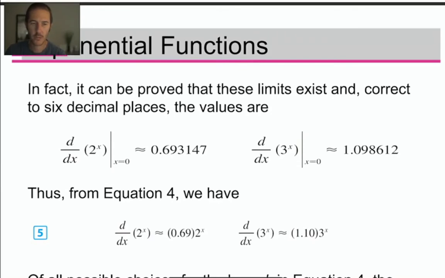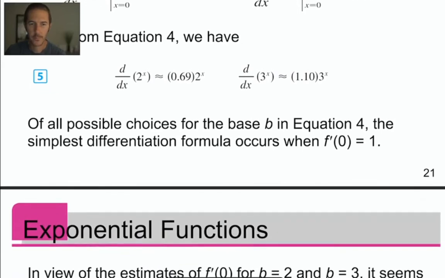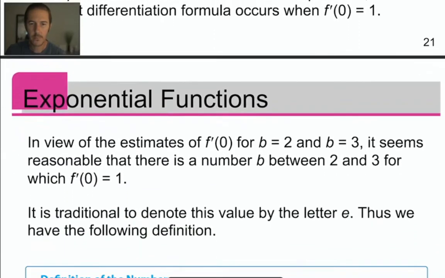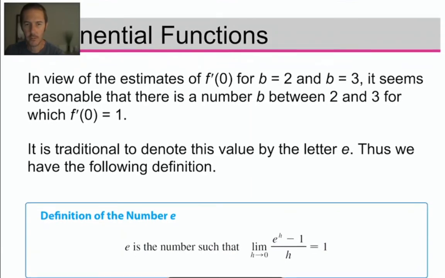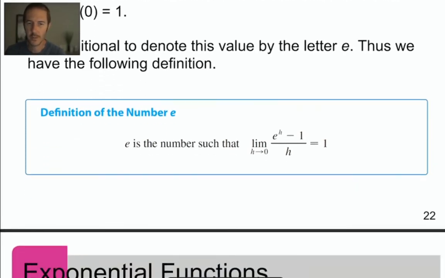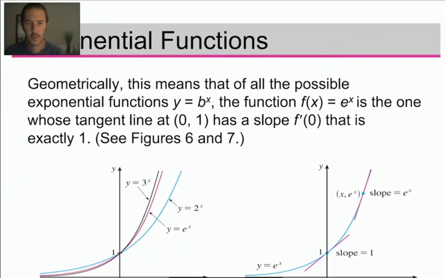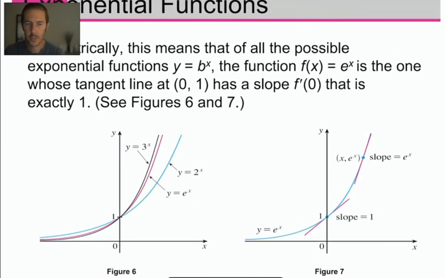So here they're taking the derivative of 2 to the x and 3 to the x. And we're going to see more of that in a later section. I think it's 3.4 where we see that again. We'll get to it. Here's the definition of the number e. That's nice. Right, you can check that out.